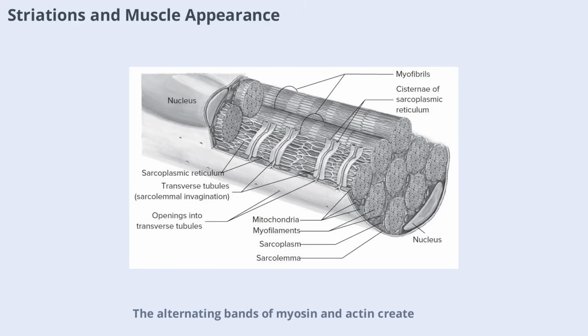The unique striated appearance of skeletal muscle is a direct result of the sarcomere structure. The alternating bands of myosin and actin create a pattern that can be seen under a microscope. This pattern isn't just for show, it reflects the highly organized nature of muscle tissue and is crucial for its function. The striations help muscles contract efficiently and with great precision, allowing for the wide range of movements our bodies can perform.